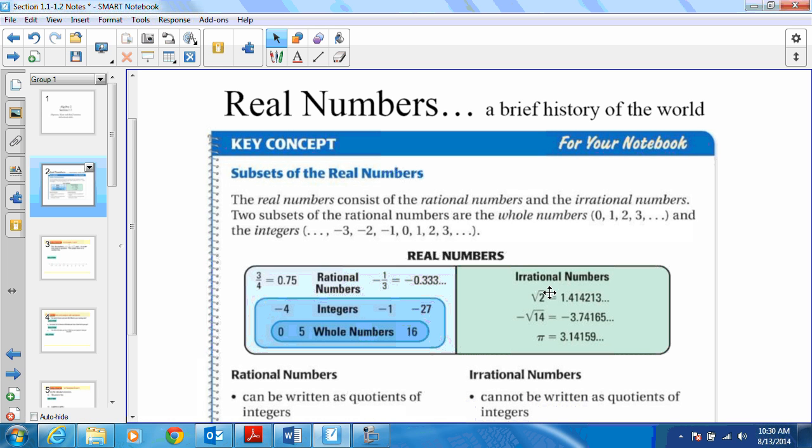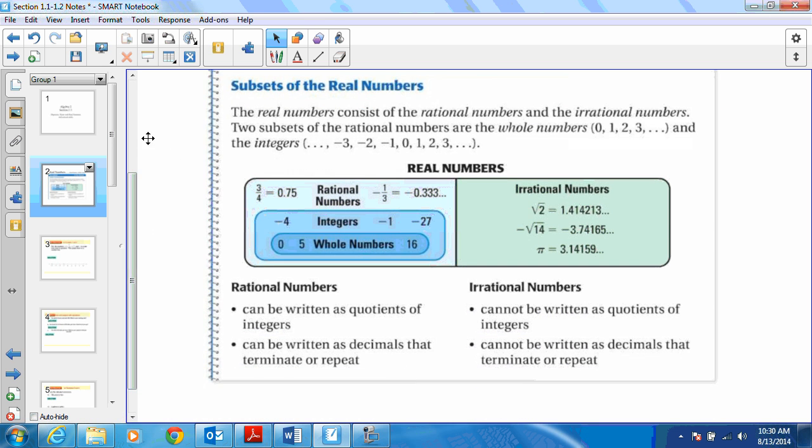Irrational numbers are numbers that cannot be written as a fraction. They do not have a repeating decimal, and it goes on forever. So the square root of any number that is not a perfect square is an irrational number. Pi is an irrational number, probably the most famous one. There are a few others, but mainly if it's the square root of a number that's not a perfect square, or it's pi, then it's an irrational number. And you can look at that stuff.